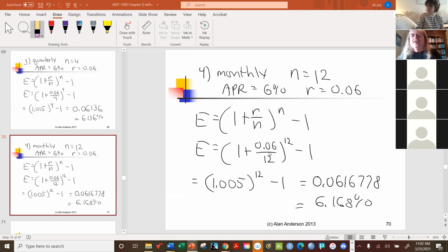So here, remember, when you divide by 12, what you've actually got here is 1.005 raised to the 12th power minus 1, and that should give you roughly 6.17 or 6.168%, something along those lines. Those are all fine.